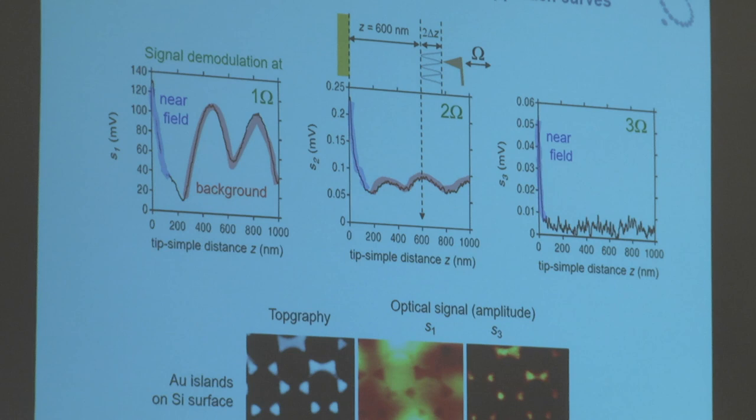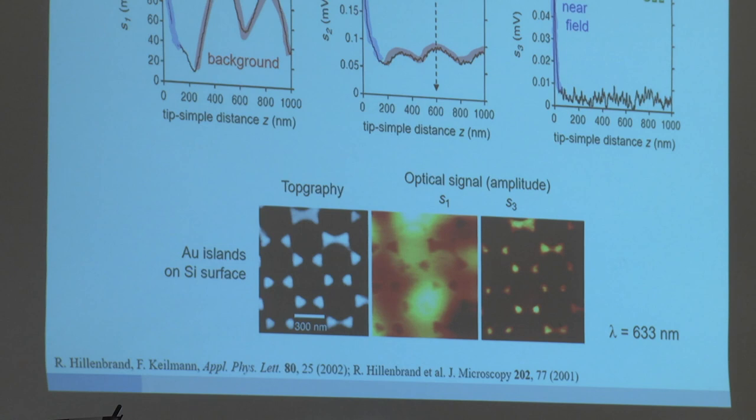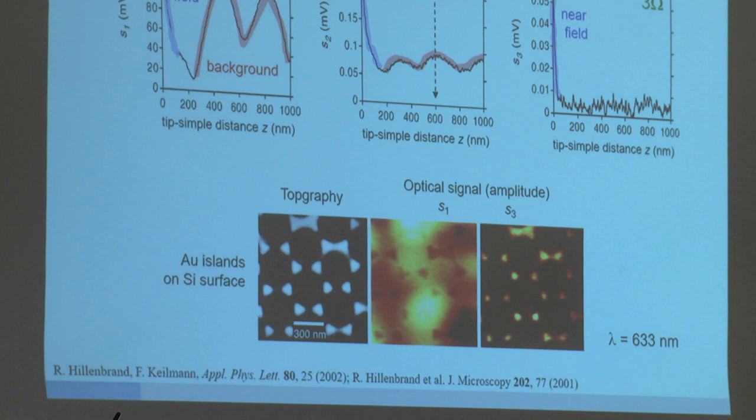Here now we have an image in which one can also see that visually. So here, that's a test sample. These are gold islands on silicon. And you may all know already, and we will come to that later, that gold appears typically brighter in a near-field image because it has a higher refractive index than silicon. And near-fields are reflected stronger on gold than on silicon.